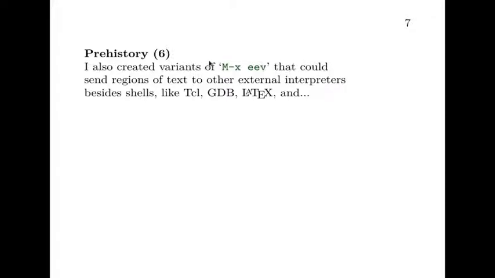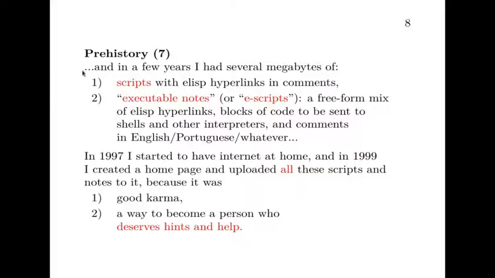And I also created variants of meta-xev that could send the region to other interpreters. And in a few years using that, I had several megabytes of nodes and scripts. I not only had scripts with the Lisp hyperlinks in comments, but also I had tons of executable nodes. I called them scripts that were totally free-form. Some parts of them were blocks of Lisp hyperlinks, some other parts were blocks of code to be sent to shells and to other interpreters, and some other parts were just comments in English or Portuguese or whatever.